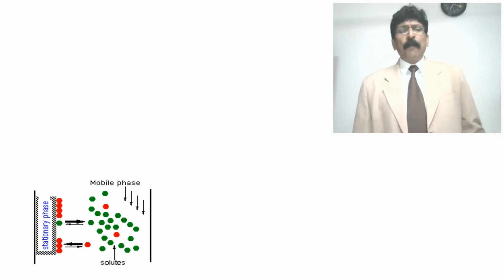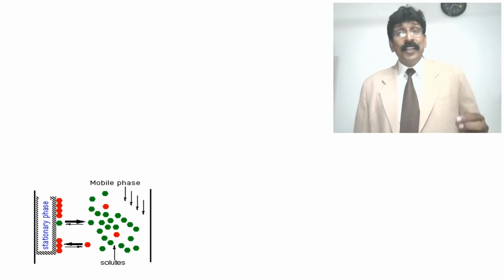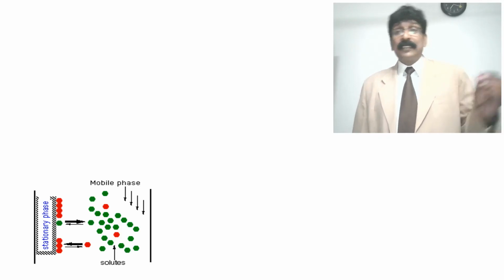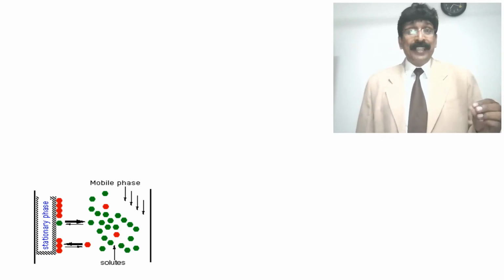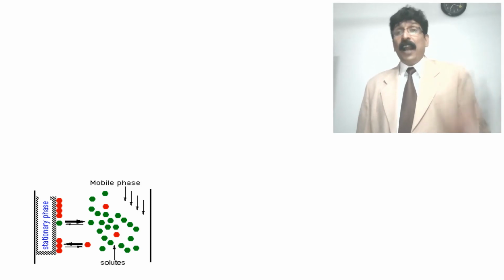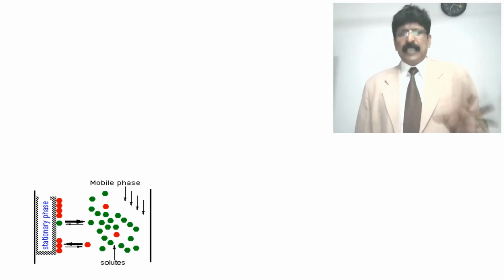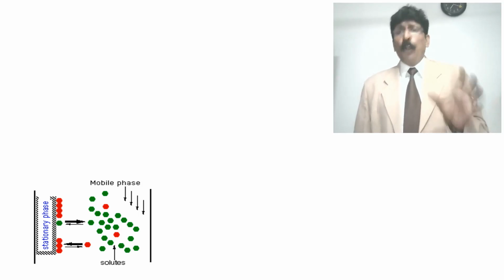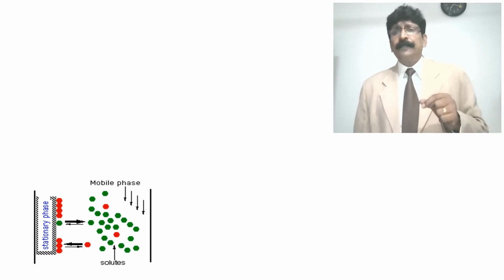This is about the mobile phase. Solute means samples, A and B, that is red and green, and how they are adsorbed and distributed. The stationary phase is the ligand, or the silica gel, or alumina. There are many components that can be used as a stationary phase, which will hold the sample as an adsorbent.